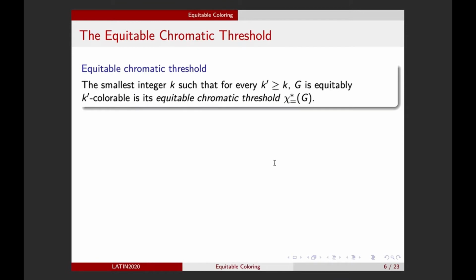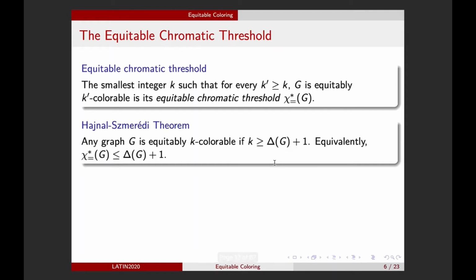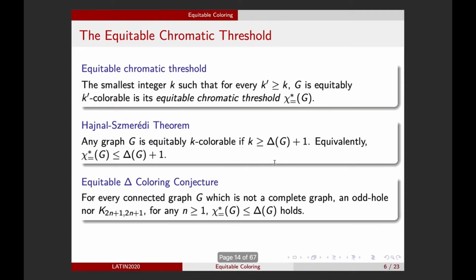Another interesting parameter is the equitable chromatic threshold. We say that a graph G has equitable chromatic threshold k if for every integer at least k, G has an equitable coloring. We have a very nice theorem, the Hajnal-Szemerédi theorem, which says that any graph is equitably k-colorable if you give me at least maximum degree plus 1 colors. But getting to the Brooks bound of delta is still not known to be true.